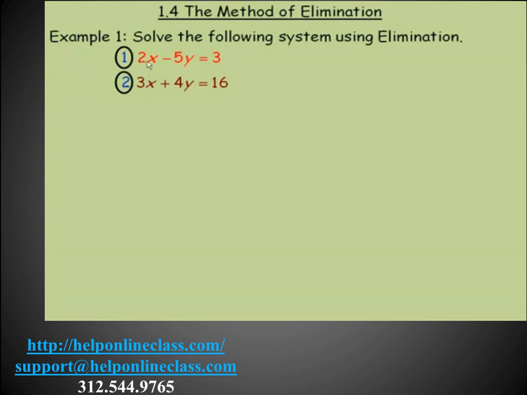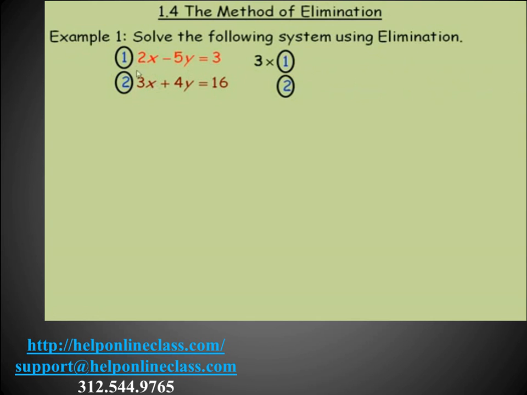that's the first, that's the second. Notice there's a 2x and a 3x here. The least common multiple of 2 and 3 is 6, or the smallest number that 2 and 3 both divide into evenly is 6. So what I'm going to do is take that first equation, and notice if I multiply 2x by 3, it'll become 6x. So I'm going to multiply the whole first equation by 3.